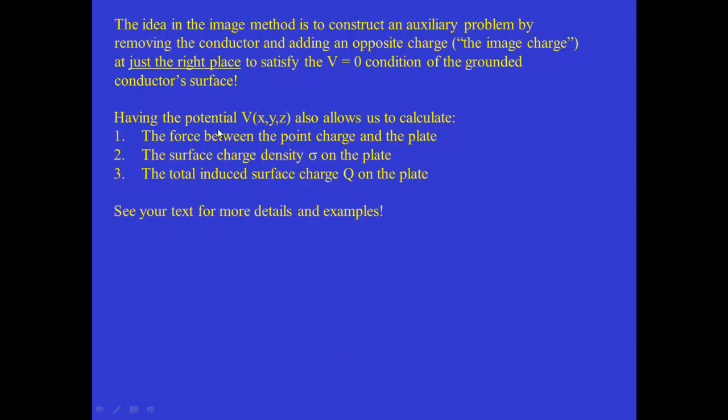Having the potential V of x, y, and z in the region that we're interested in also allows us to calculate right away the force between the point charge and the plate. Also, it allows us to calculate the surface charge density sigma on the plate, and knowing sigma, we can then calculate the total induced surface charge q on the plate.